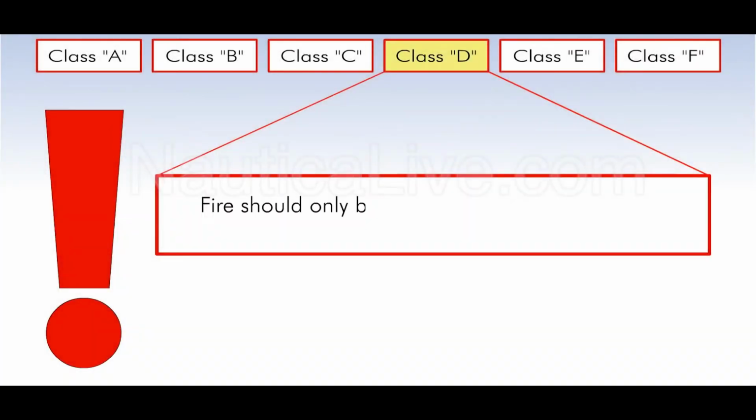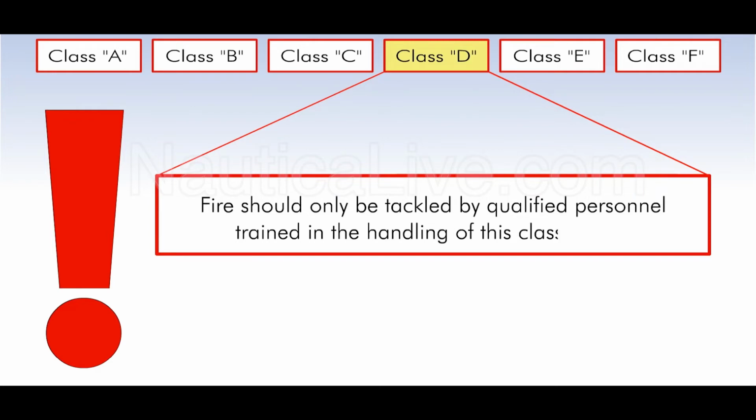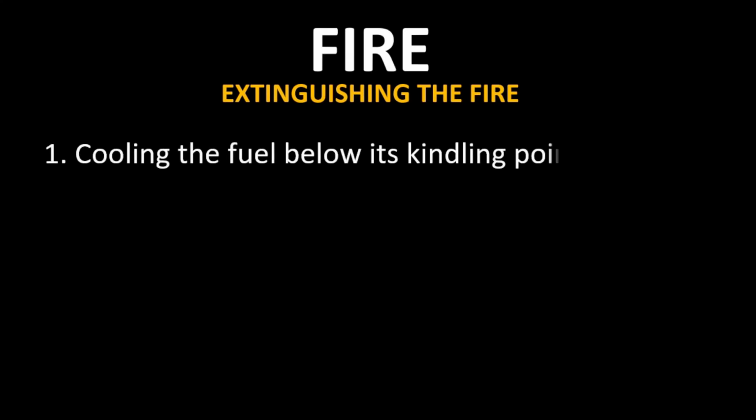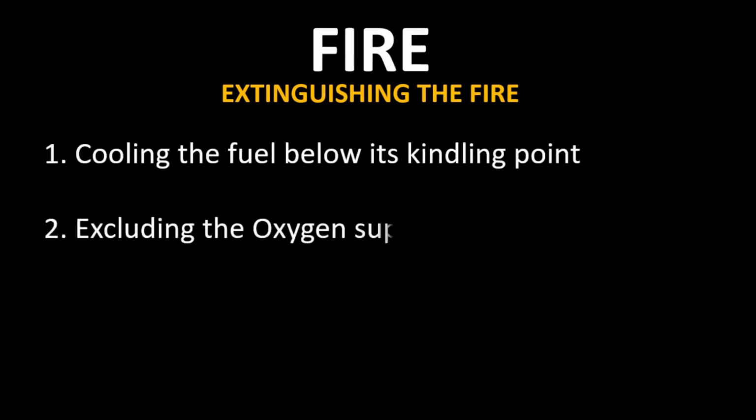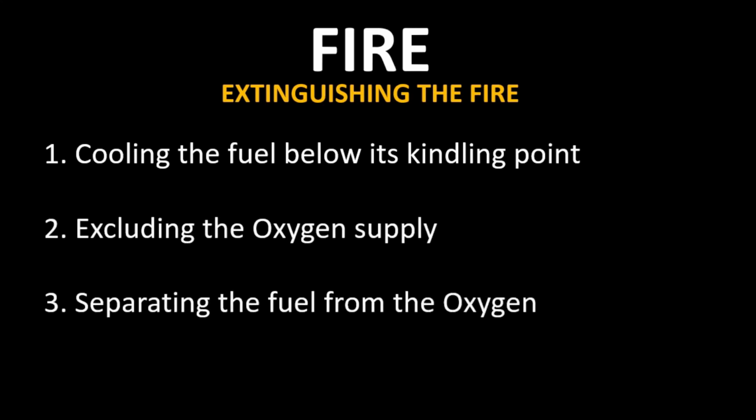A Class D fire should only be tackled by qualified personnel trained in the handling of this class of fire. Depending on the nature of the class of fire, the best method for suppression may be one of the following. Number 1, cooling the fuel below its kindling point. Number 2, excluding the oxygen supply. And number 3, separating the fuel from the oxygen.